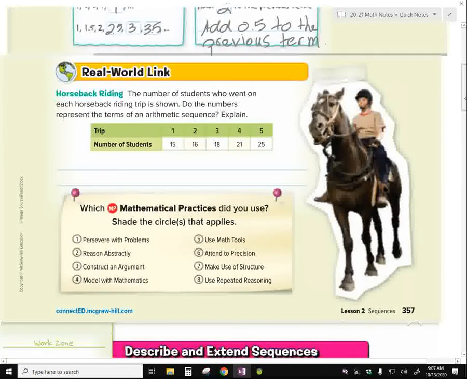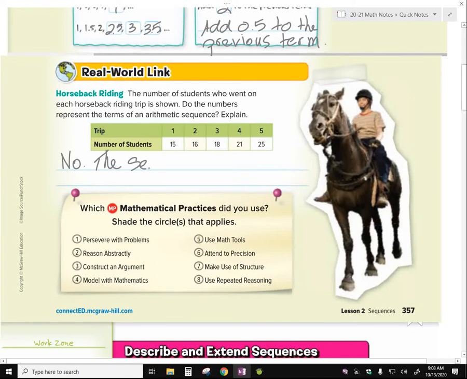Real world link. The number of students who went on each horseback riding trip is shown. Do the numbers represent the terms of an arithmetic sequence? Explain. So the first trip there was 15. Second trip there was 16. Okay, that increased by 1. Third trip, it increased by 2, to 18. Fourth trip increased by 3. Fifth trip increased by 4. That is not a sequence. No.